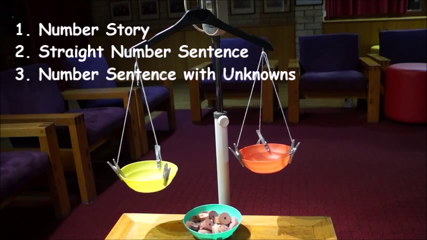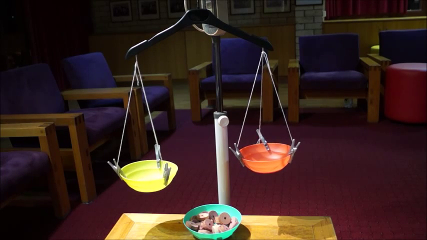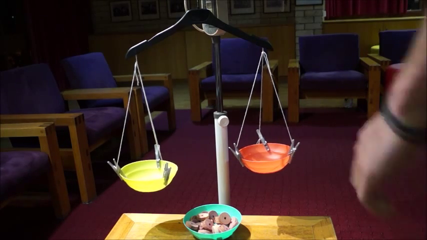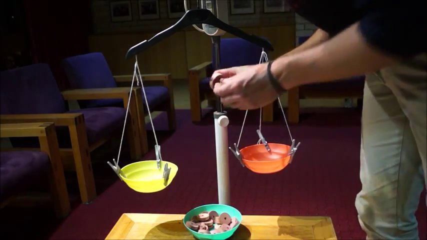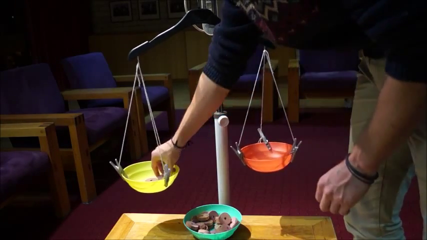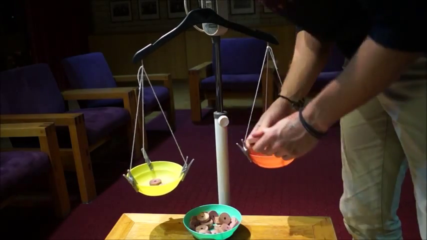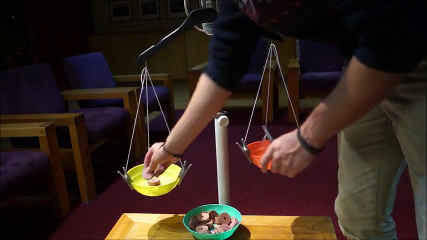So if I was to use addition, the first question is, Jonathan has 2 apples. He then picks 2 more. How many apples does Jonathan have altogether? To answer this question, a student would grab 2 apples, as Jonathan has 2 apples, and place them in the operation bowl. Jonathan then picks 2 more, so they'd place 2 more counters.